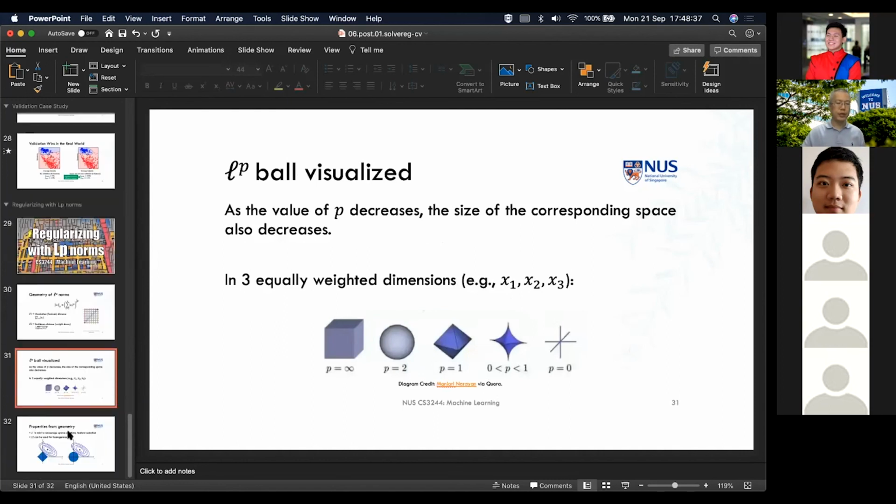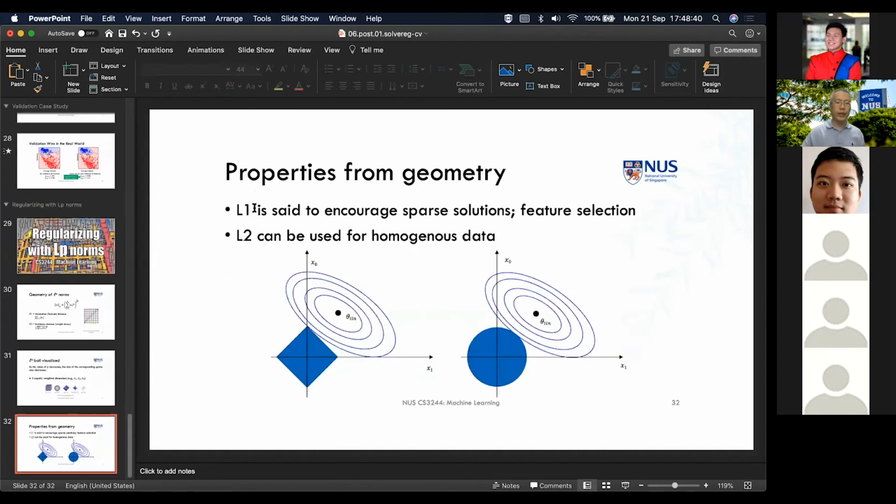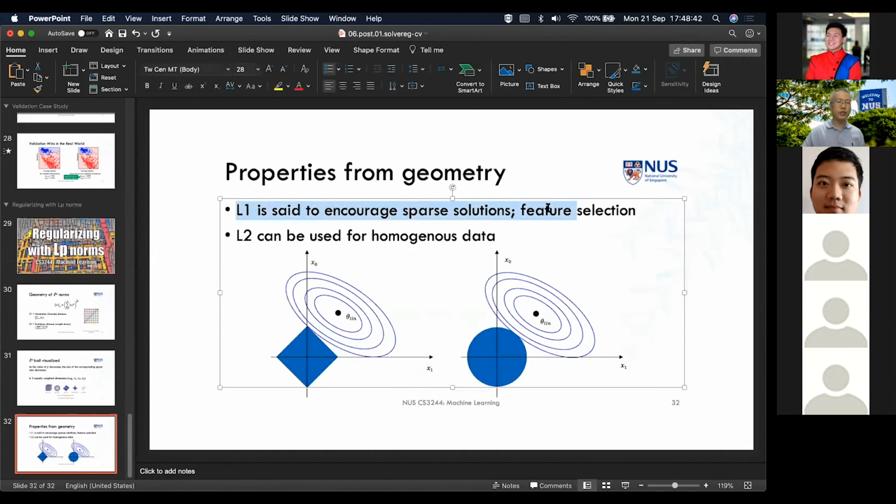So it's a nice way to understand why L1 actually encourages sparse solutions. It's a property that falls out naturally from the geometry. So I think that's extremely cool.